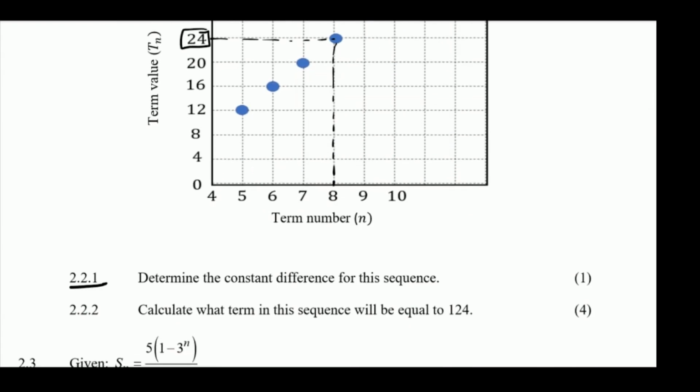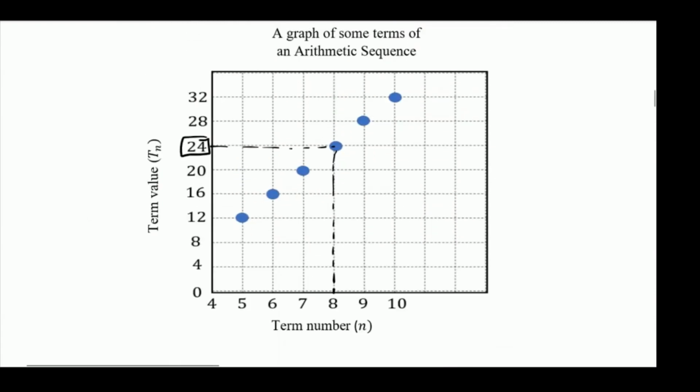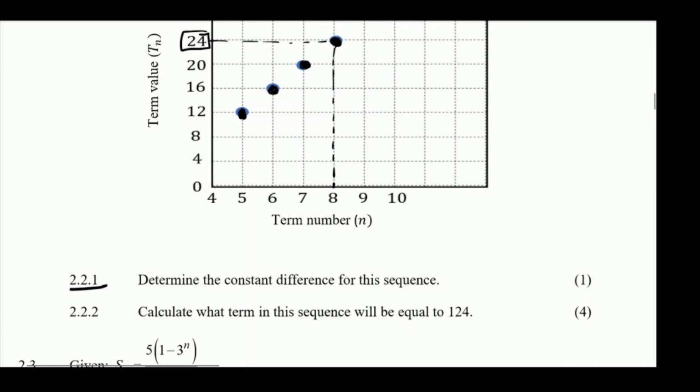Now in 2.2.1 we are asked to determine the constant difference for this sequence. So if you take a look, we're having a sequence here. Term number 5 is equal to 12, term number 6 is equal to 16, term number 7 is 20, term number 8 is 24, term number 9 is 28, and term number 10 is 32. So we can use any term here to find this constant difference, right? Because we know the difference between these terms is actually the same, right?